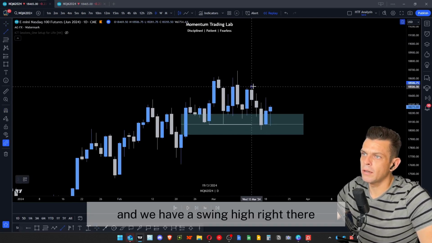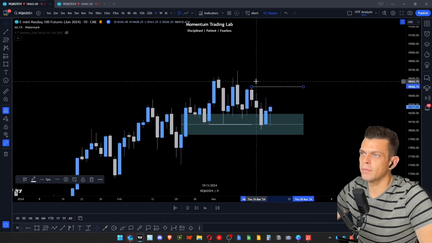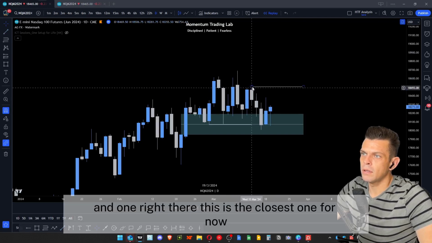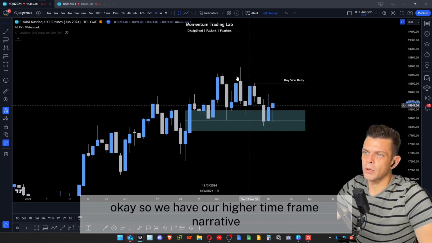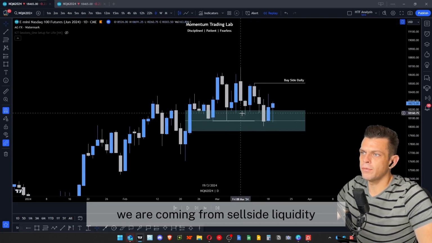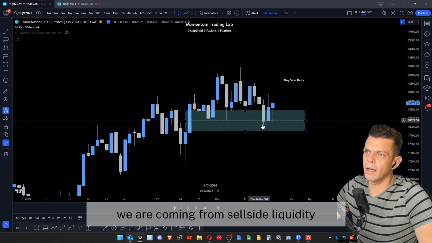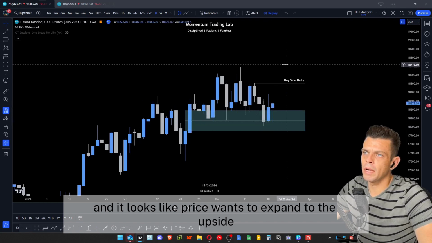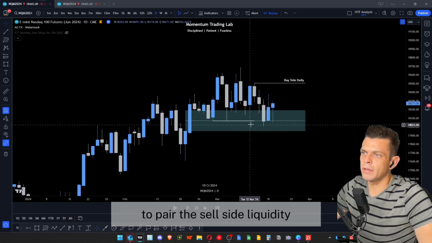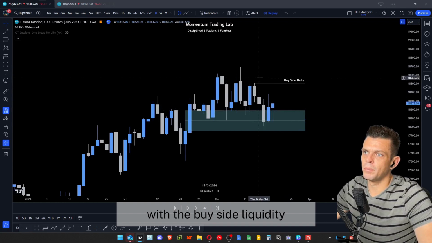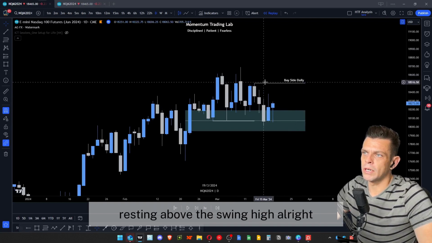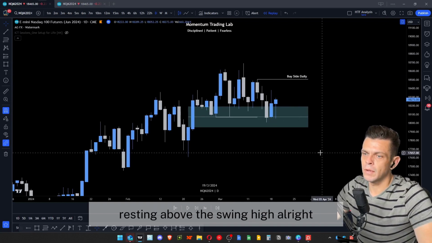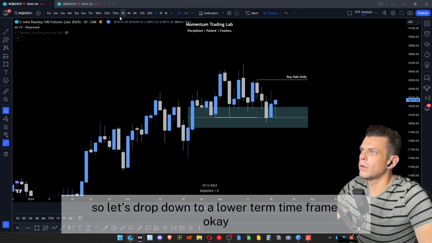And we have a swing high right there and one right there. So this is the closest one for now, so we'll target this one. Okay, so we have our higher time frame narrative. We are coming from sell side liquidity and a bullish fair value gap. And it looks like price wants to expand to the upside to pair the sell side liquidity with the buy side liquidity resting above this swing high. All right, so let's drop down to a lower time frame.